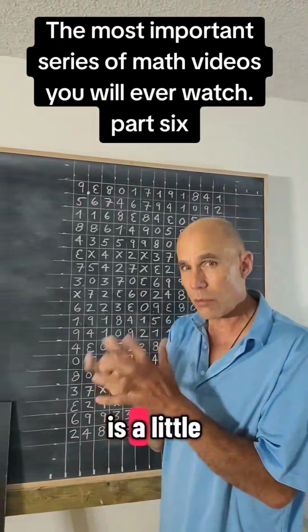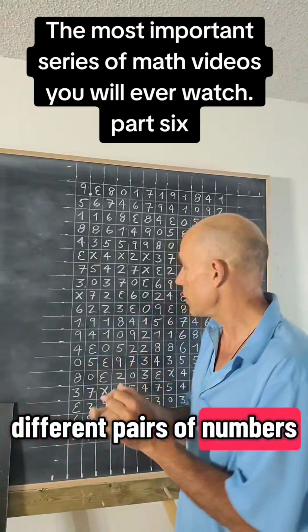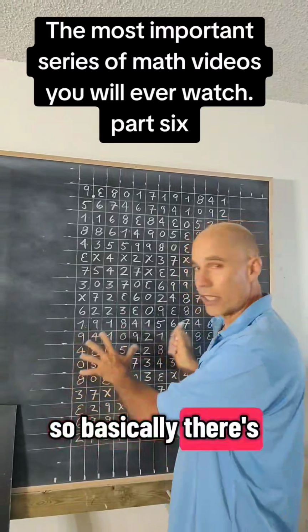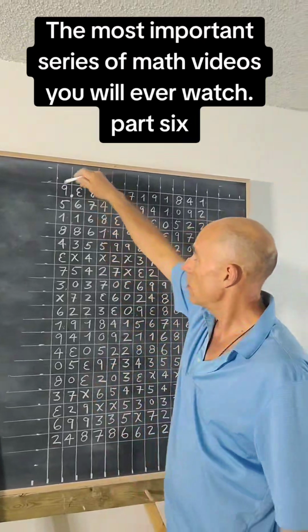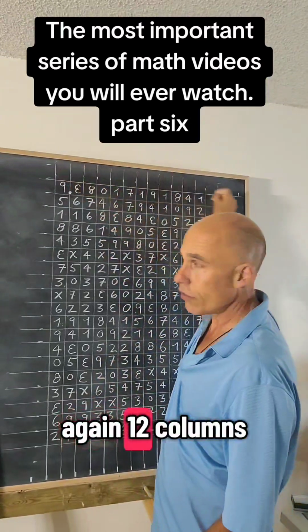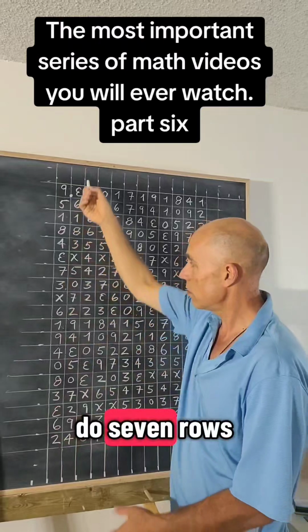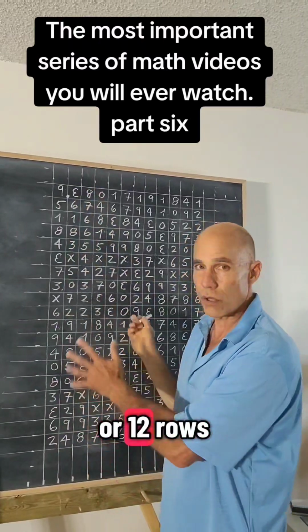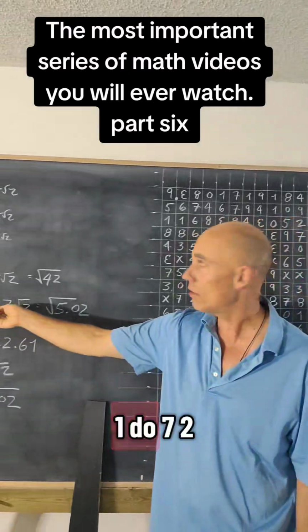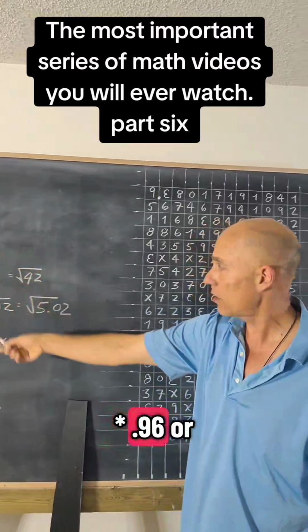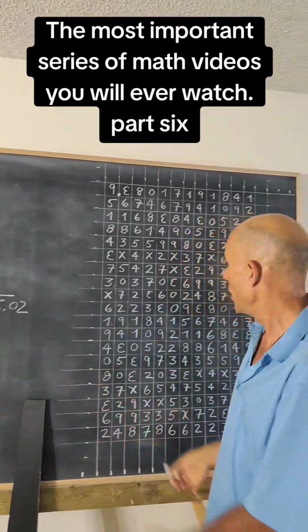But each sequence is a little bit different. Each one has different pairs of numbers. So basically there's 6 different patterns in here. So we have, again, 12 columns, and then 1 Do7 rows, or 12 rows and 1 Do7 columns. 1 Do7, 2 times 0.96, or 2 times 9 Do6, 1 Do7.